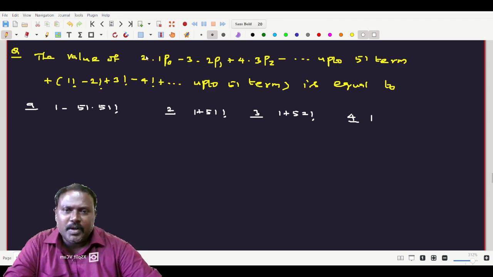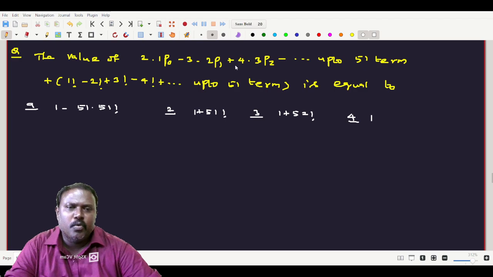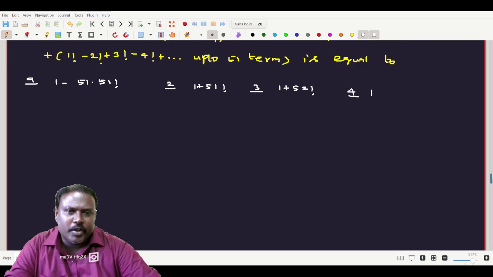The value of 2 times 1 into P0 minus 3 times 2 into P1 plus 4 times 3 into P2 minus etc. up to 51 terms. Okay, this is one alternating series. 2 into 1 times P0 minus 3 into 2 times P1 plus 4 into 3 times P2 minus up to 51 terms, plus 1 factorial minus 2 factorial plus 3 factorial minus 4 factorial etc. up to 51 terms, right?